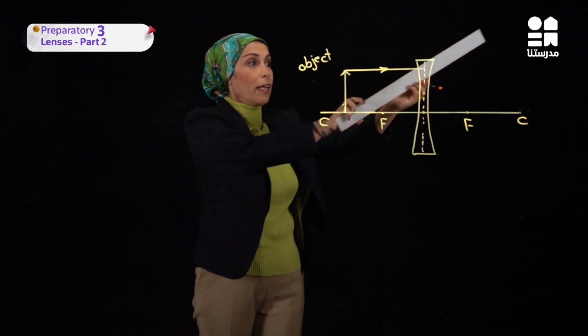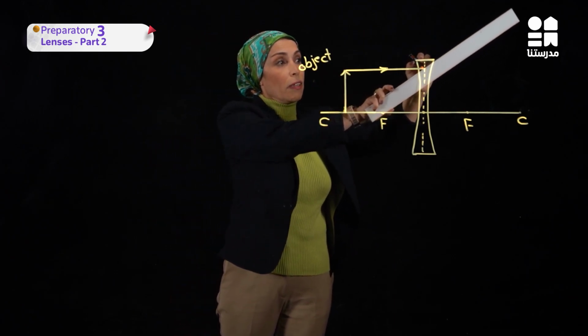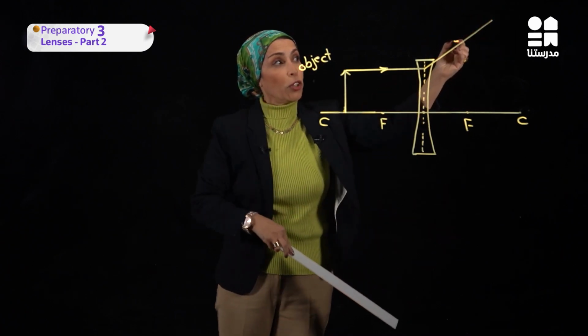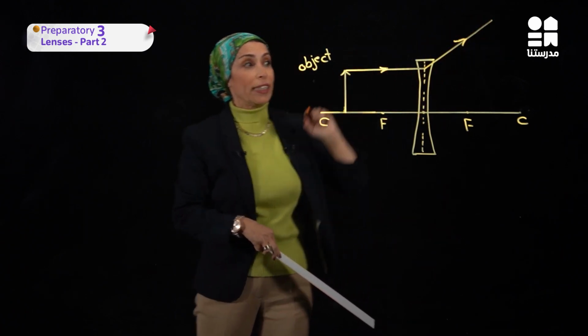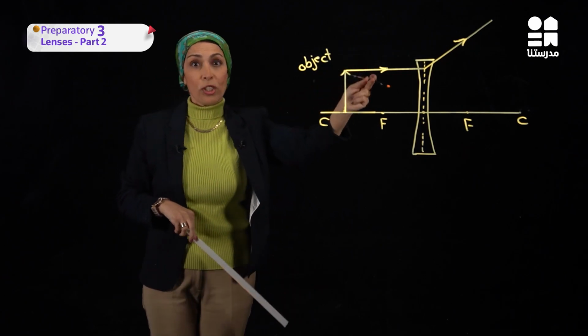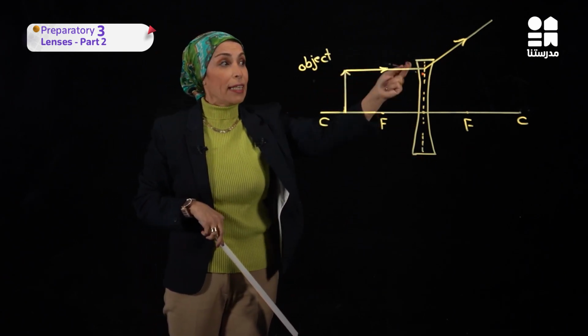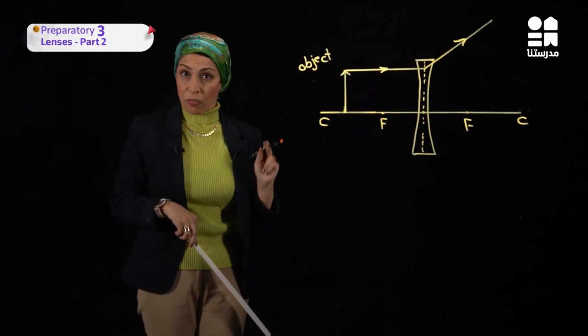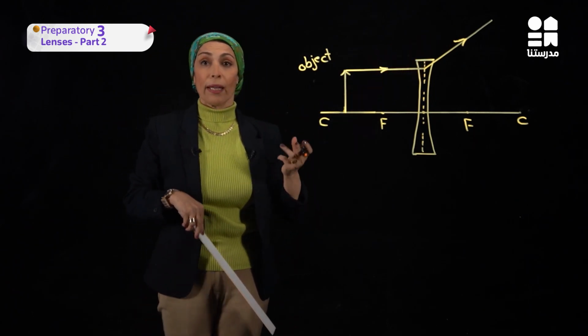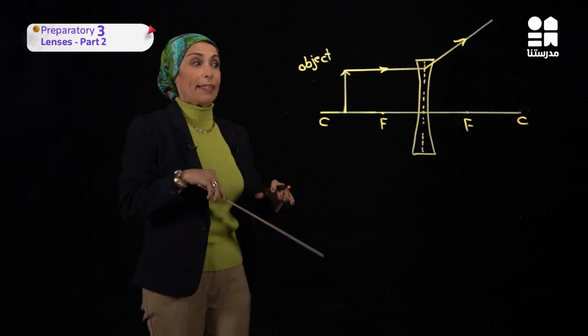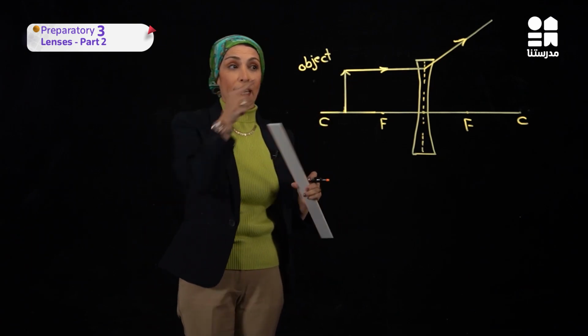Let's see how. Here is the refraction. And don't forget to put the arrow. So here the first ray passes through the middle of the lens, then it starts to refract, but in which way? In the way of diverging. Okay, we agreed that this is the first ray.